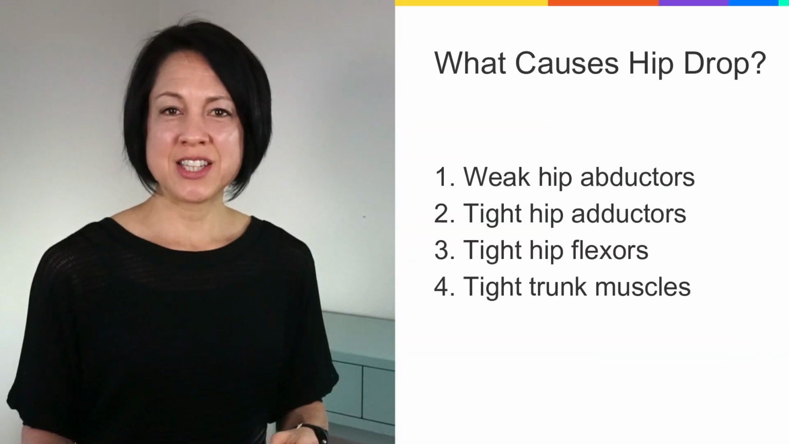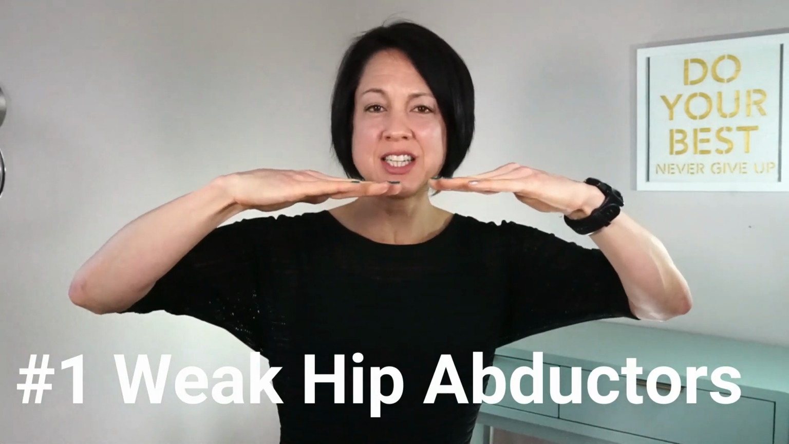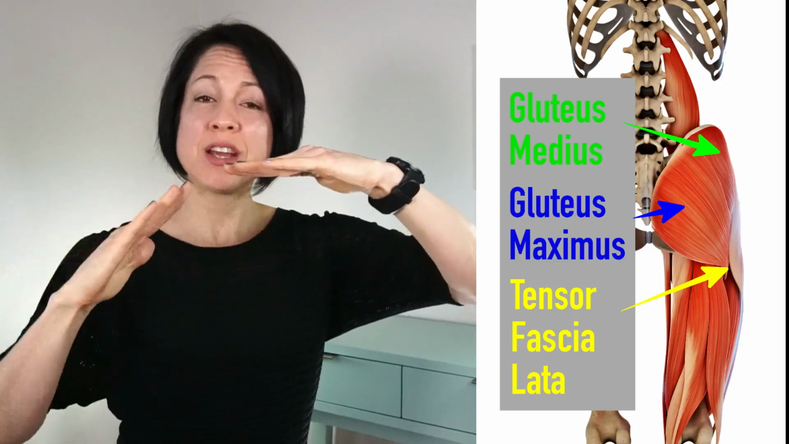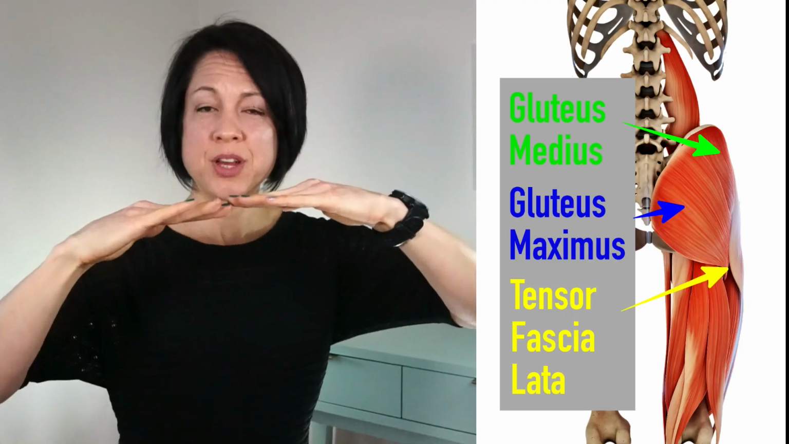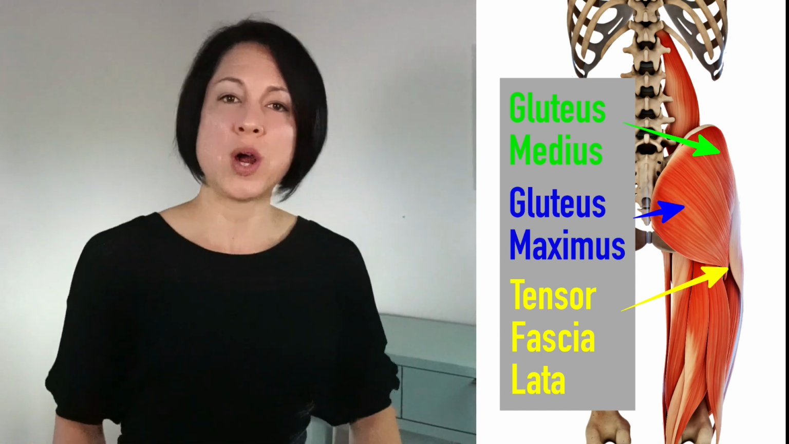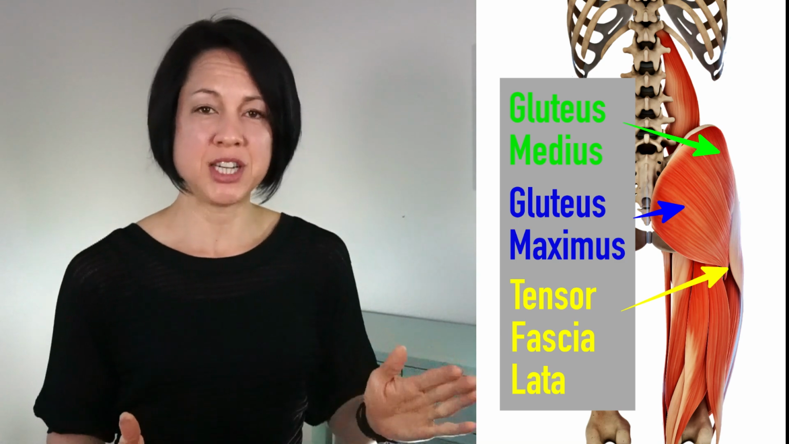So there are a few things that cause that to happen. One is weakness in the hip abductors. So when your hips are here and you go to stand on this leg, the muscles that abduct the hip, when they're weak, that hip will drop. That's also when you have weakness there, that's why you lean your trunk way over. Those are all signs that you have weakness in the hip abductors.